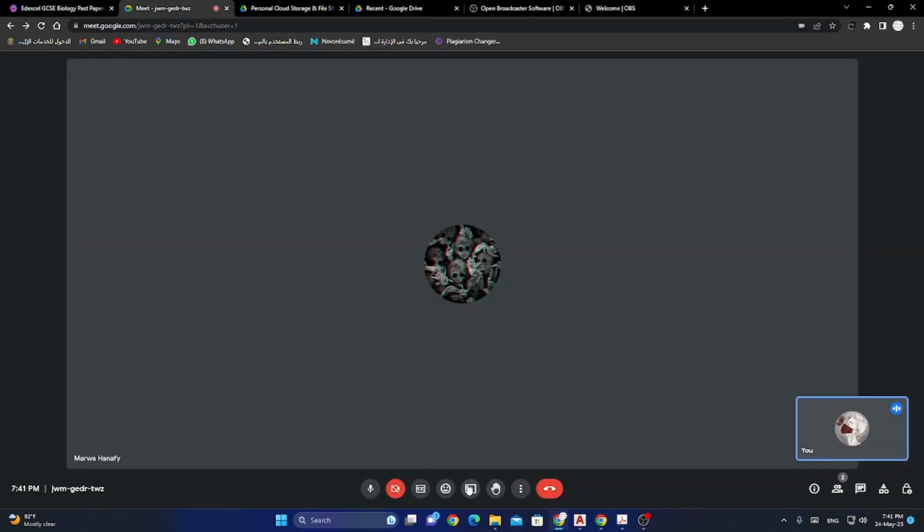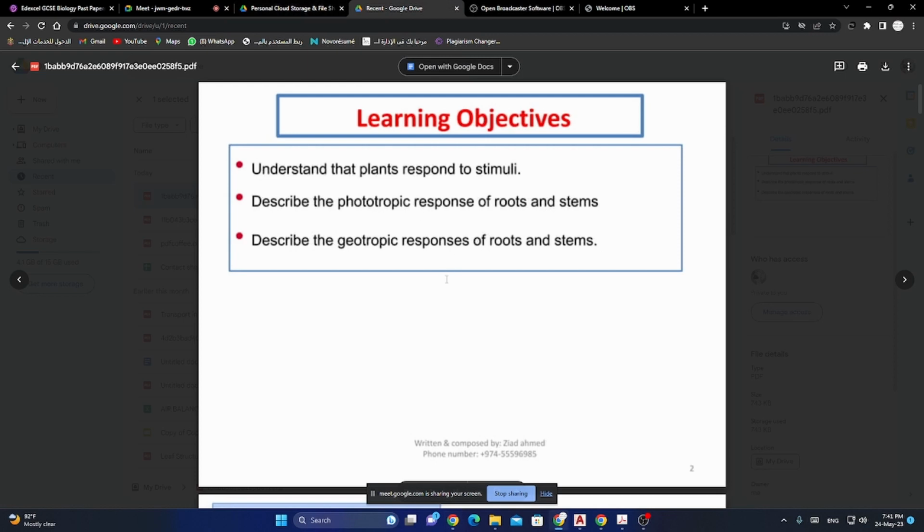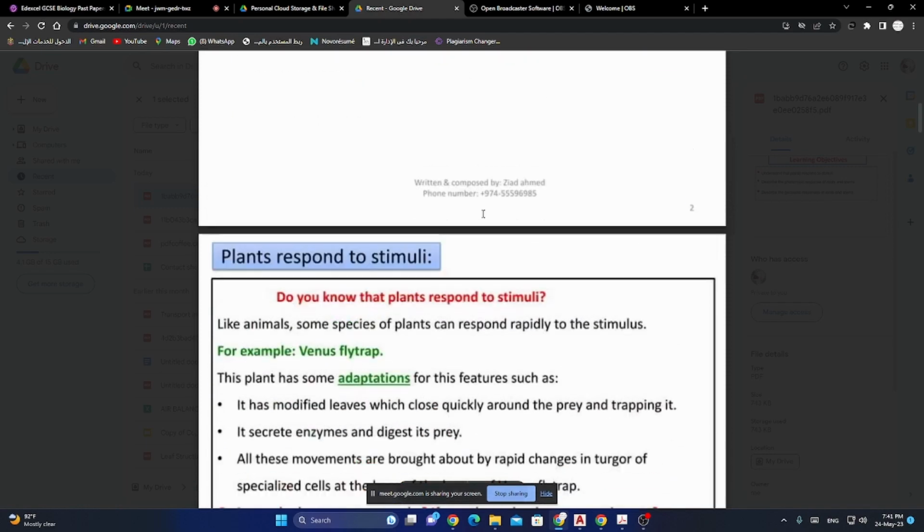Okay, let me share my screen. You can see my screen, right? Okay. Please ignore this part. I forgot to remove it, but it's fine. Learning objectives. We don't really need this part.